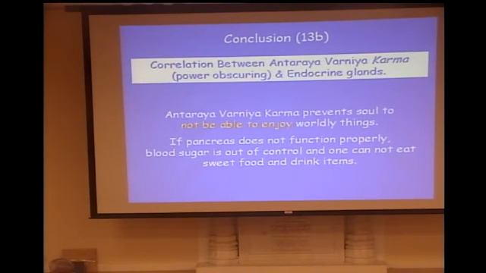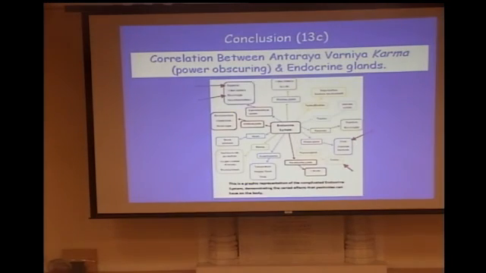And in Antaraya Vedaniya karma, you are not able to enjoy worldly things. If your sugar is high, then you cannot eat lots of mangoes or sweets. And these are all, you can see, blood pressure. This is all Antaraya Vedaniya karma. If you cannot digest your food, you can't eat. If the pancreas is not working, you can't work. So all of these glands, and any abnormality in your body function, you can say is Antaraya karma.